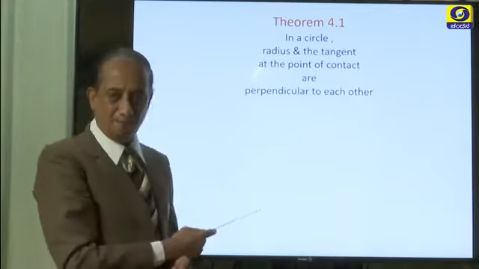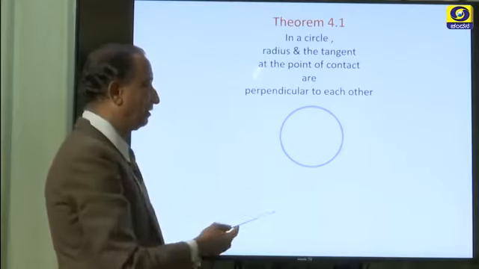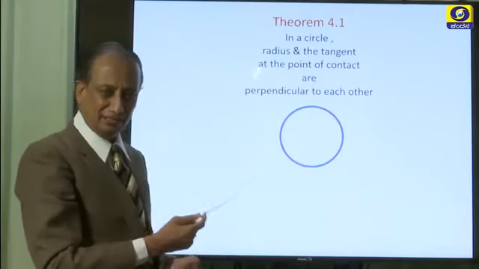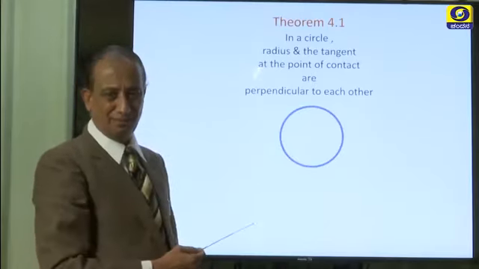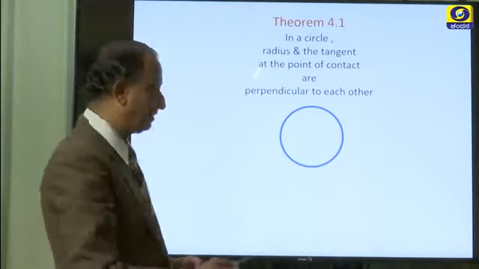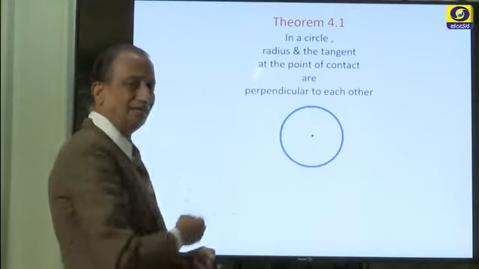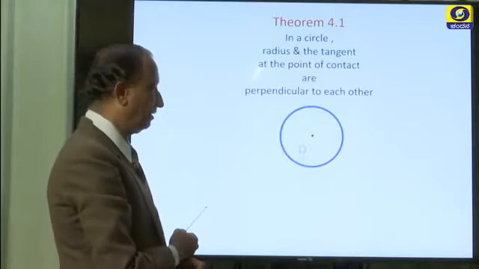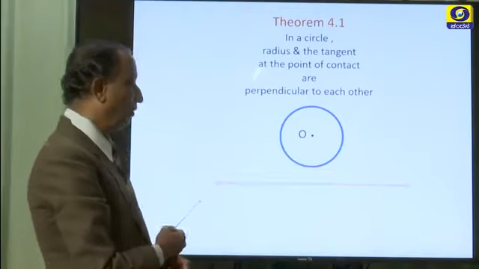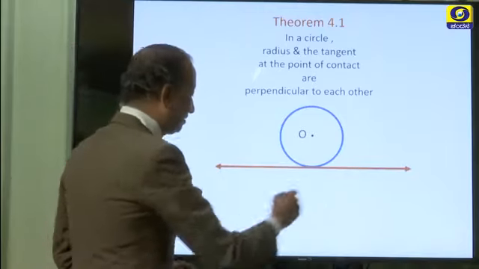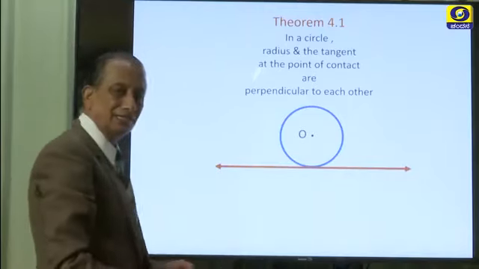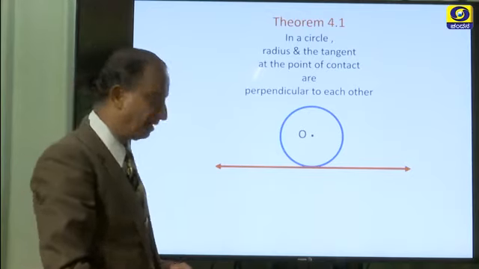So, with the help of compasses, you draw a circle with some convenient radius. As far as possible, take 3 centimeters or maximum 3.5 centimeters and draw a circle like this. Locate the center of the circle, call it O. Now, here is a straight line. The 2 arrow marks on either side indicate that it is a straight line.